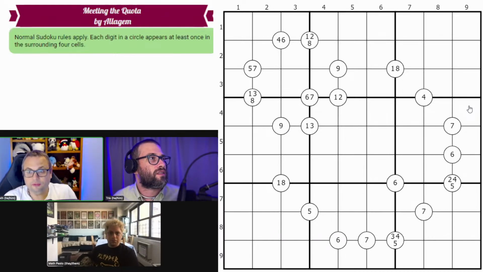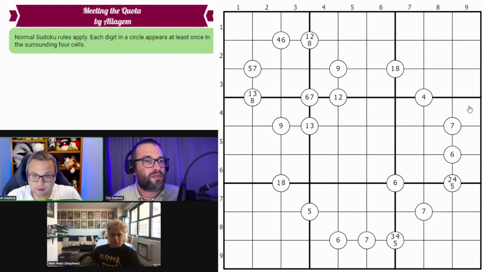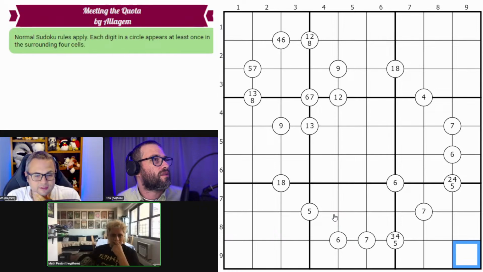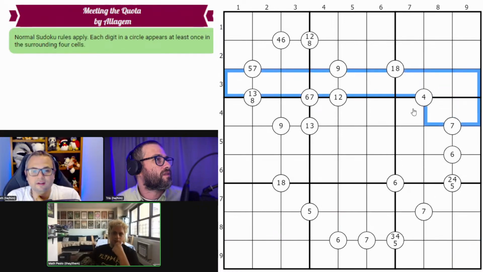Okay, so normal Sudoku rules apply. Each digit in a circle appears at least once in the surrounding 4 cells. Okay, the intro said something about slingshots, but there don't appear to be slingshots in this puzzle. So let's see. So we've got all of that. Okay, so let us do our typical search for relevant. Row 3 and 4 and column 3 and 4, there's ones.